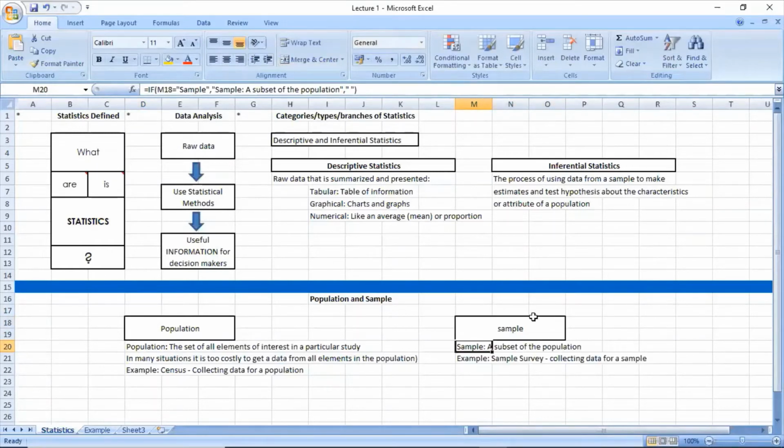A sample is a subset of the population. It's a smaller group of the population. So the idea is to take a portion of that population, hoping that the information or the data taken from that portion of the population will represent the characteristics of the entire population.